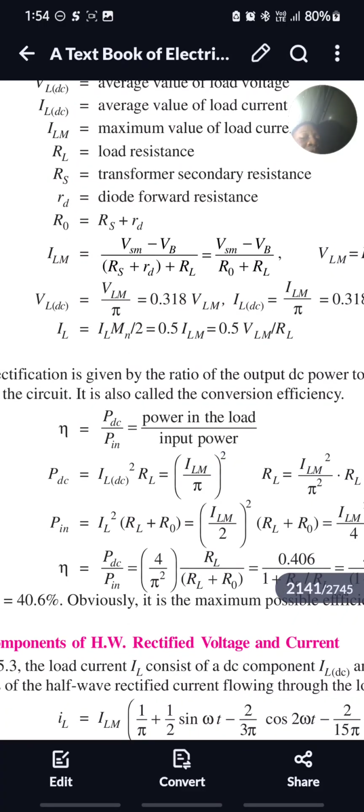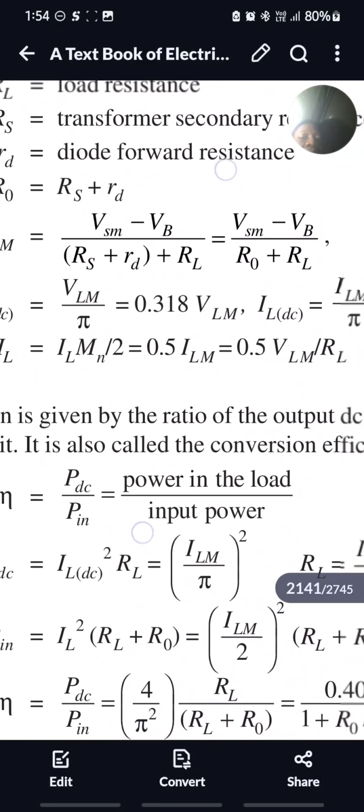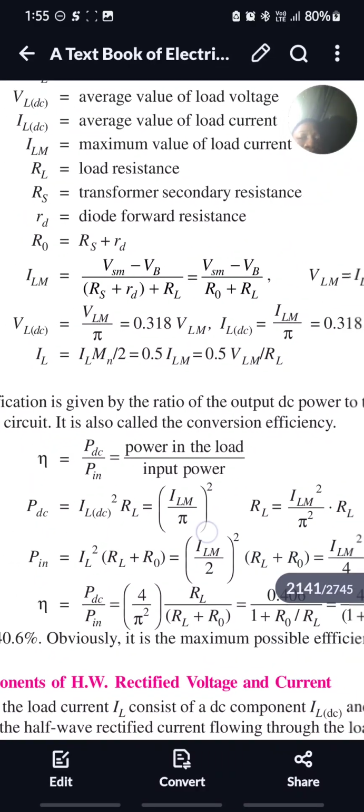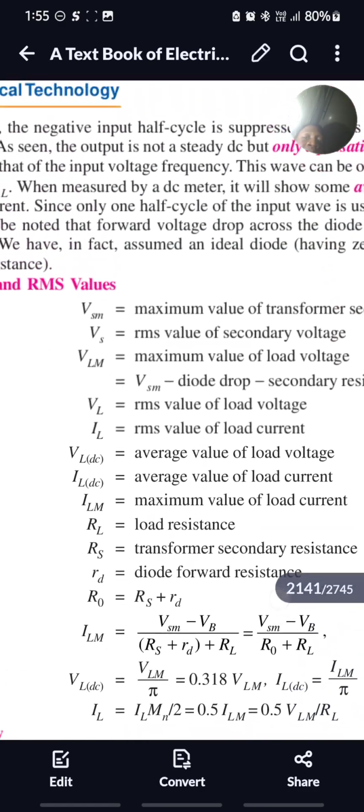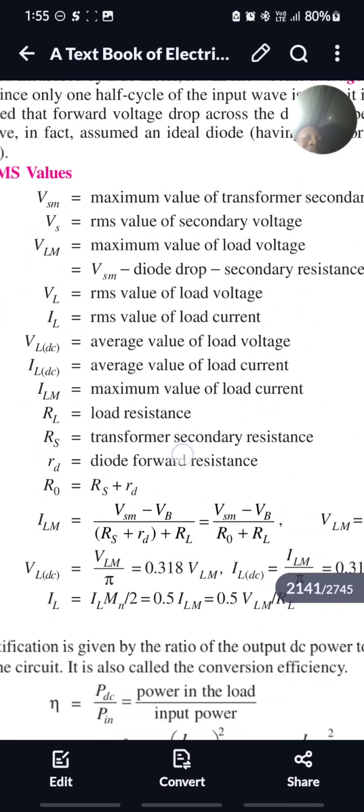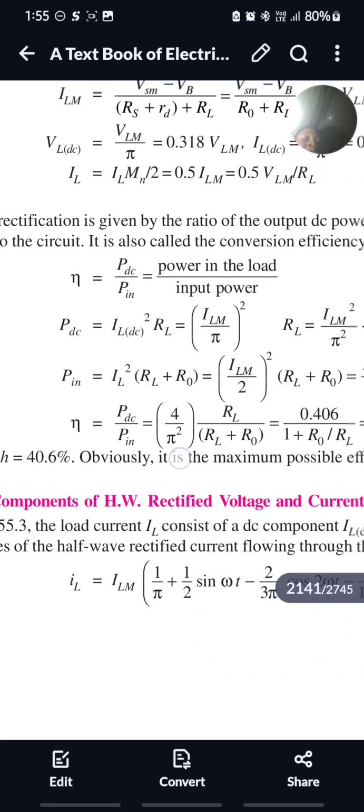So now you have IL equals to ILM over 2. Now you know when I was telling you that you are going to divide it by 2 when I'm looking for the IRMS. Remember in this thing, IL is something as RMS, which I'm telling you that RMS you are going to divide it by what? 2.